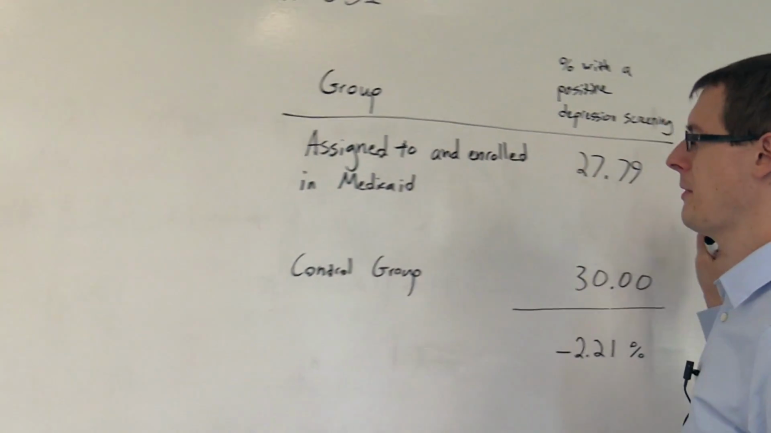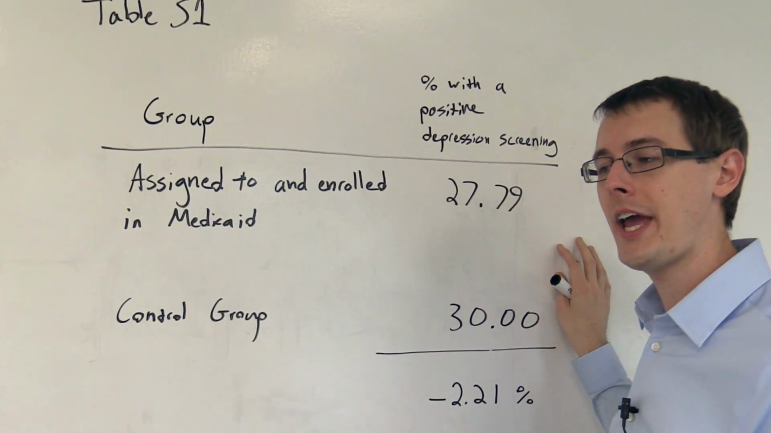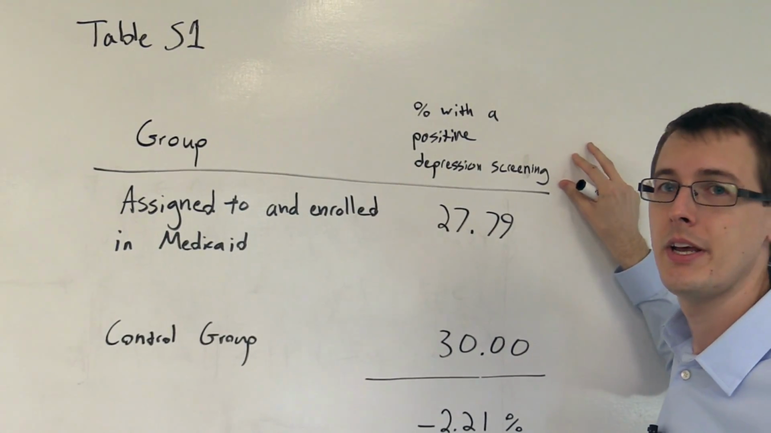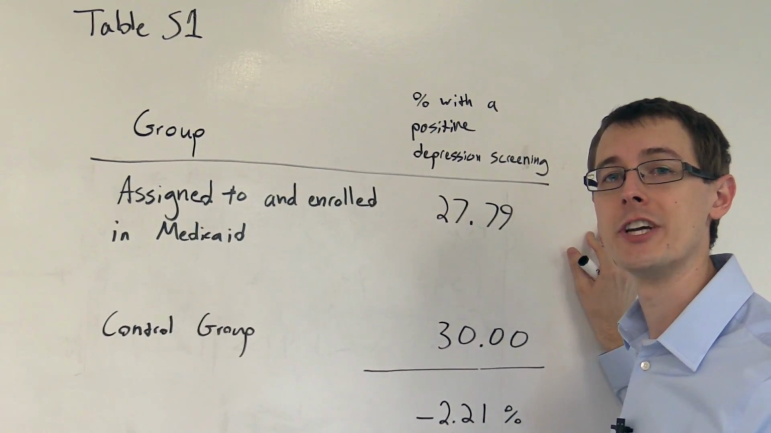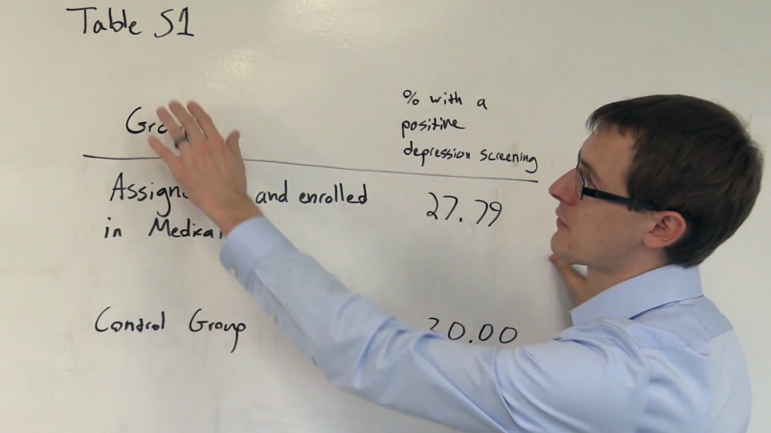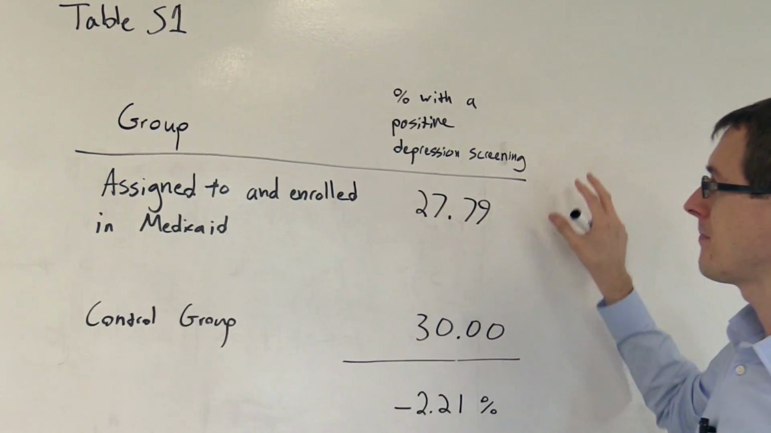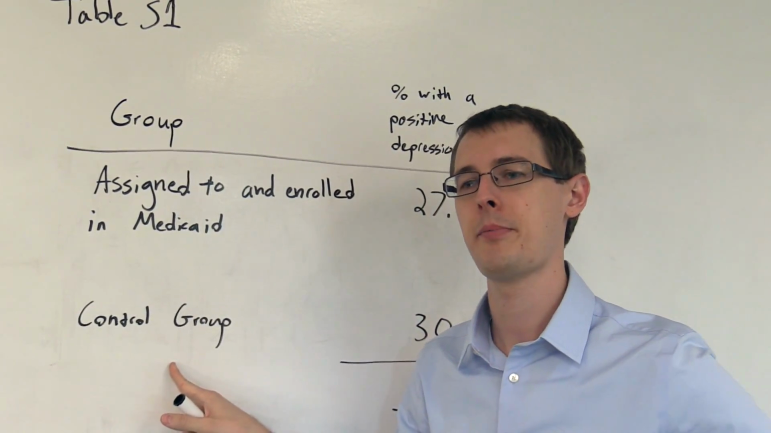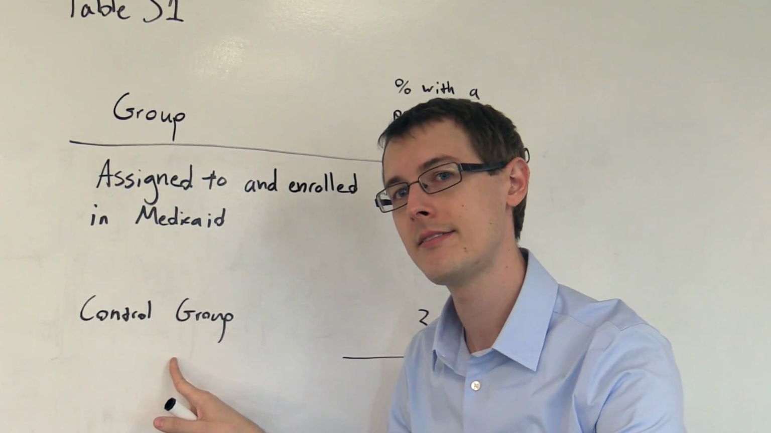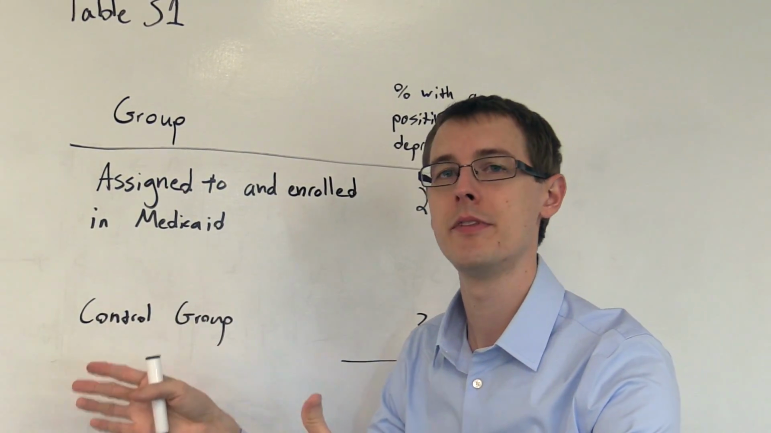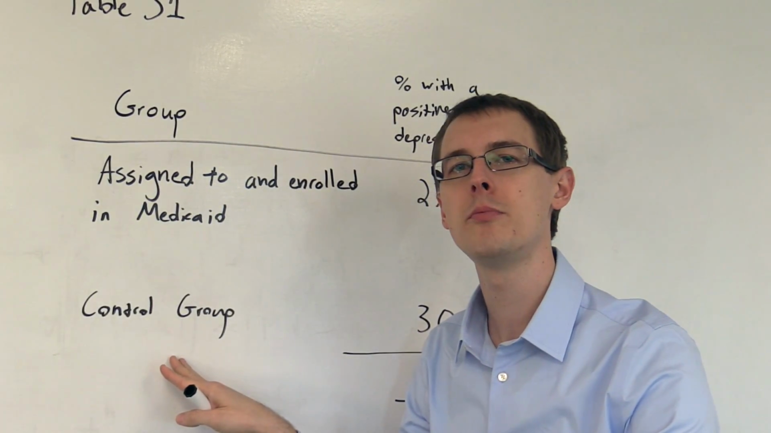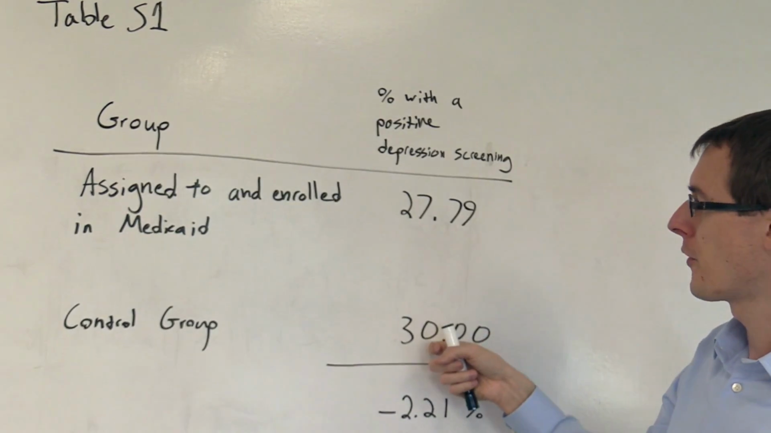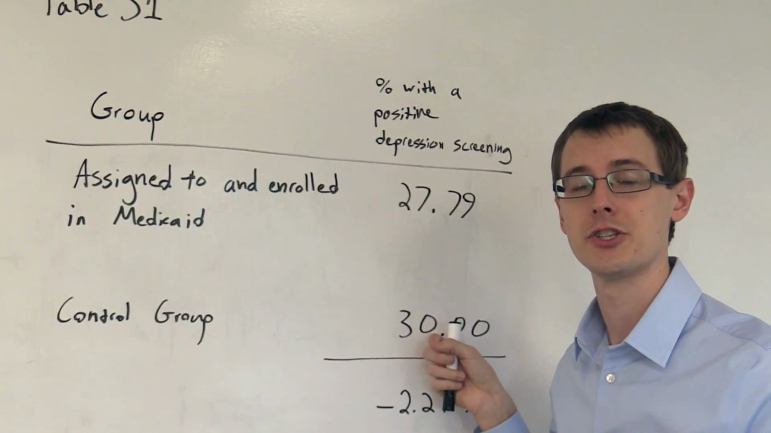Okay, so let me remind you of what our data is. We're going to look at the outcome variable, percentage of people with a positive depression screening. And we looked at this before when we did the intention to treat analysis. This is from table S1 in the Oregon healthcare paper. So over here I've written 2 groups. First, the control group, the people who were assigned to not get Medicaid, and because all of them complied, everyone in that group didn't get Medicaid. So among those people, 30% of them had a positive depression screening.